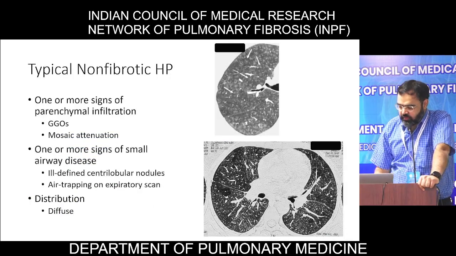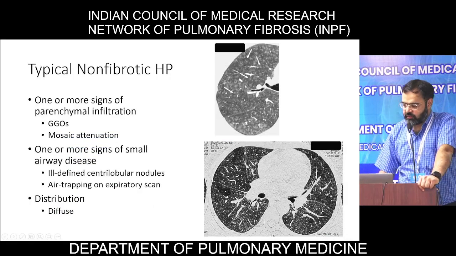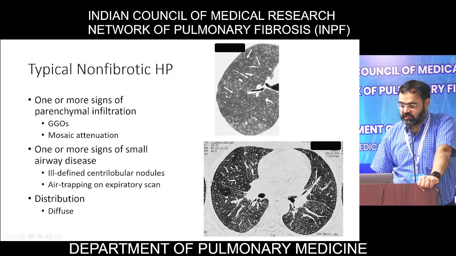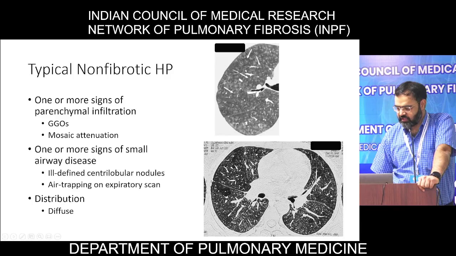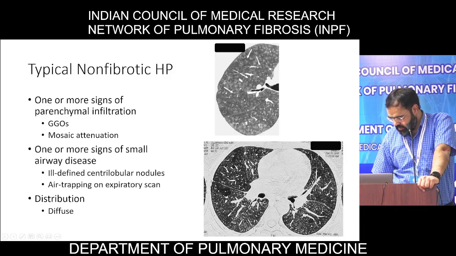So typical non-fibrotic HP, as I told you, is the typical subacute HP of erstwhile terminology. These are the ill-defined centrilobular nodules. You can see that they are not well-defined as you see in cases of, say, sarcoidosis. Here is a case of sarcoid where there are these kind of septal nodules, and these are several well-defined nodules you can see all over, while this is a case of hypersensitivity pneumonitis.